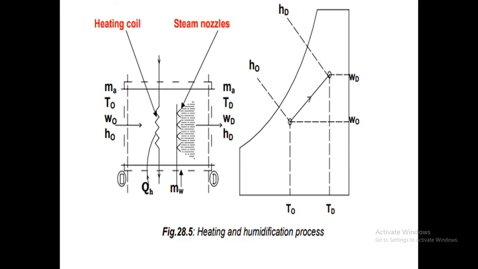The corresponding final moisture content is WD, and the initial moisture content is W0. So here the two parameters are directly proportional. Are you clear or not? Okay, the moisture content and DBT of the air.